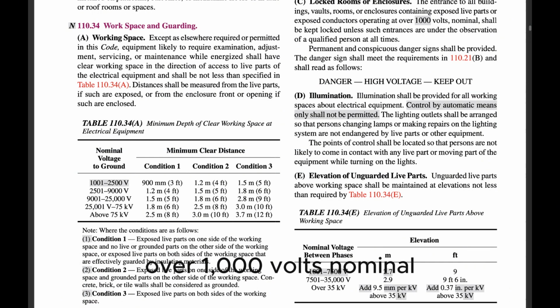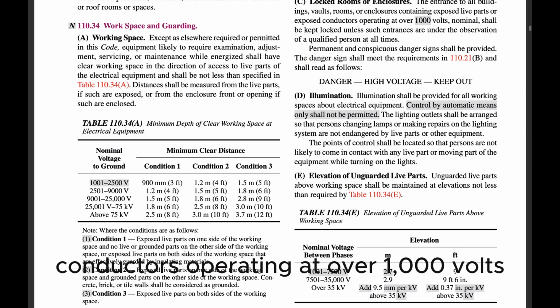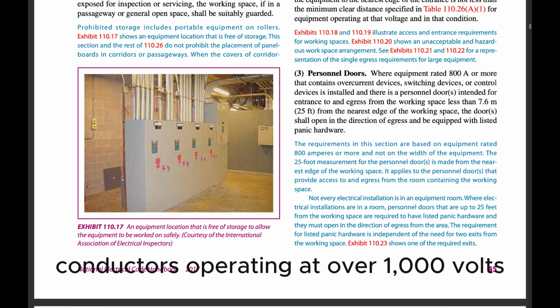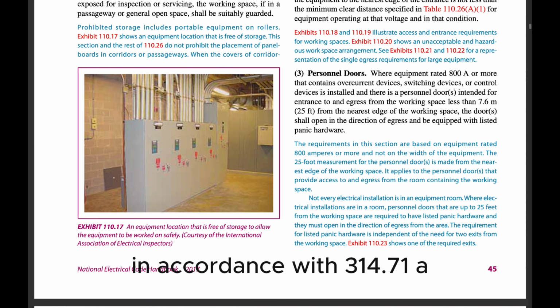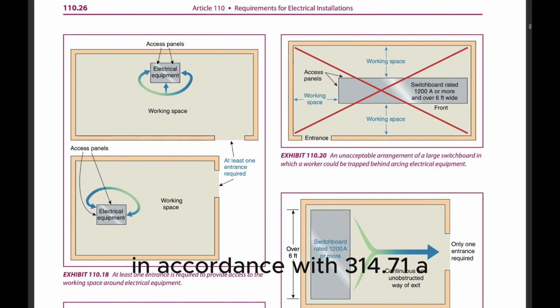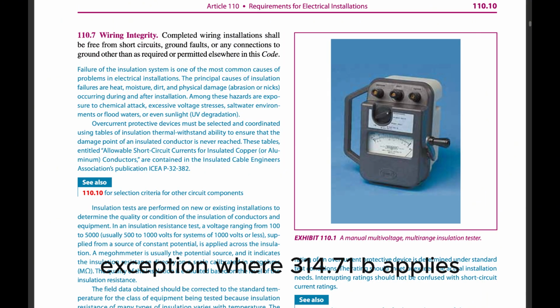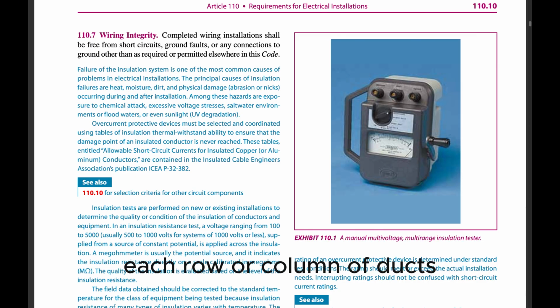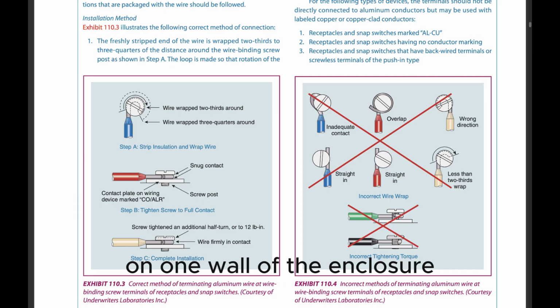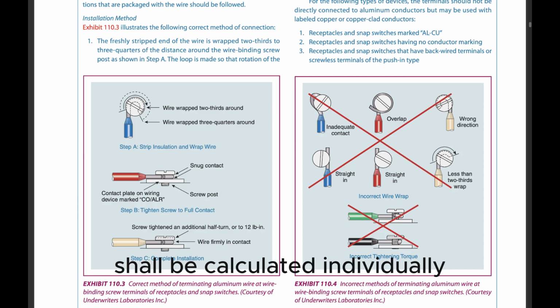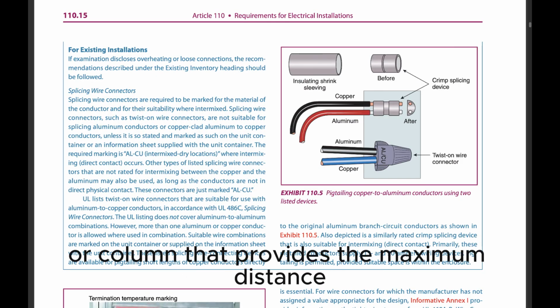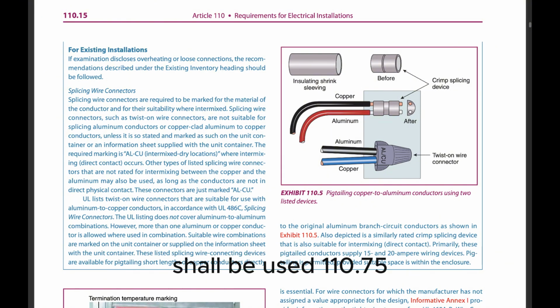(B) Over 1,000 volts, nominal. Conductors operating at over 1,000 volts shall be provided with bending space in accordance with 314.71(A) and (B), as applicable. Exception: Where 314.71(B) applies, each row or column of ducts on one wall of the enclosure shall be calculated individually, and the single row or column that provides the maximum distance shall be used.